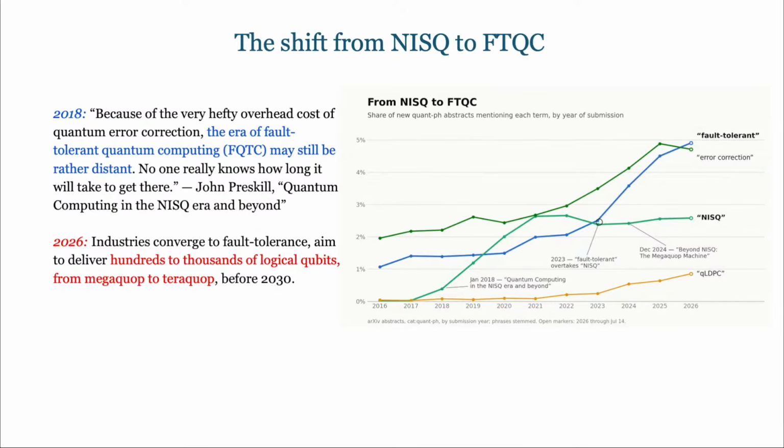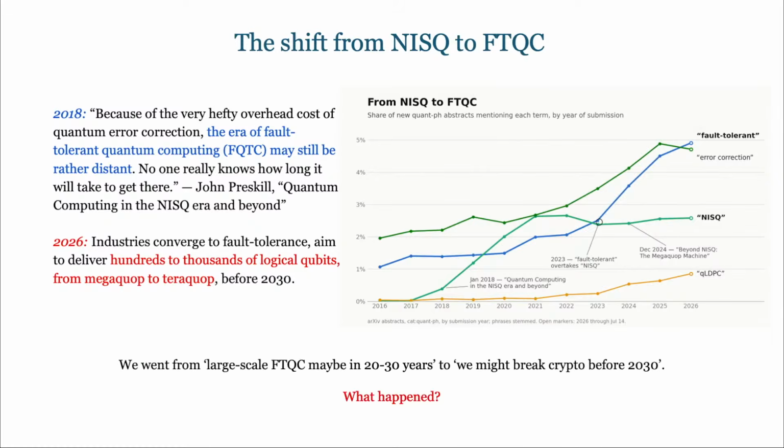I think this is quite reflective of the shift that we're going through right now, which is we went from, maybe we'll get large-scale FTQC in 20 to 30 years, depending on how things go, to there's a slight chance that we might break crypto before 2030. This is a pretty significant change. Unless you're very up-to-date on QEC, this could be very surprising. So what happened?